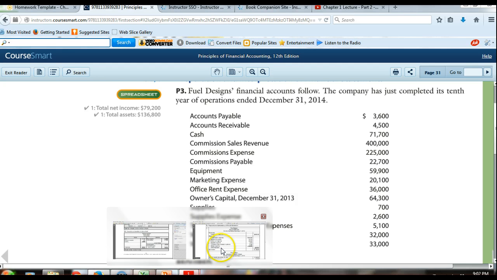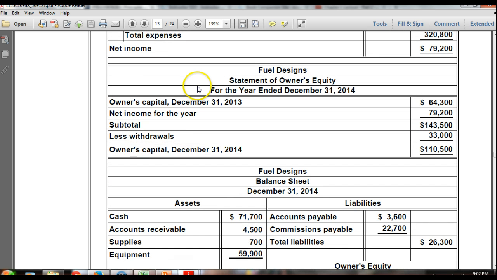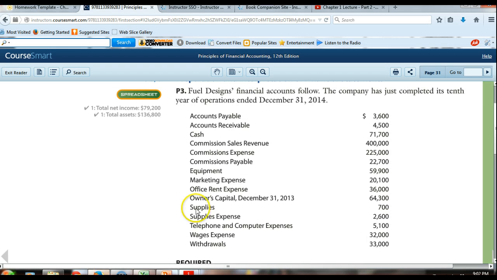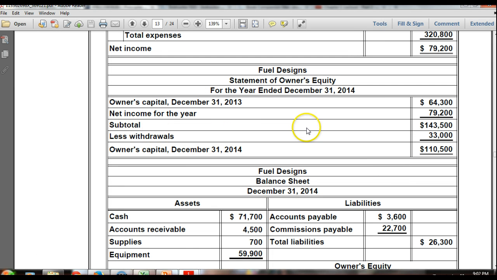So we will begin the statement of owner's equity with owner's capital at the beginning of the period. We add to that the net income, don't we? Now, if we go back and look, it shows withdrawals of $33,000, doesn't it? So we're going to use that figure to show less withdrawals to come up with the owner's capital ending balance as of December 31st, 2014, aren't we? Make sense?